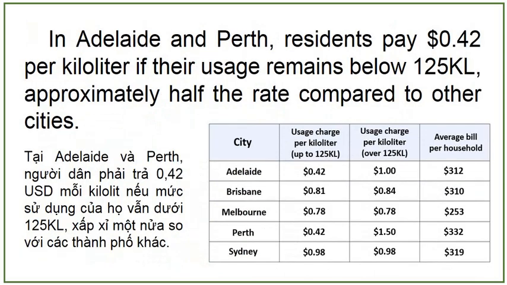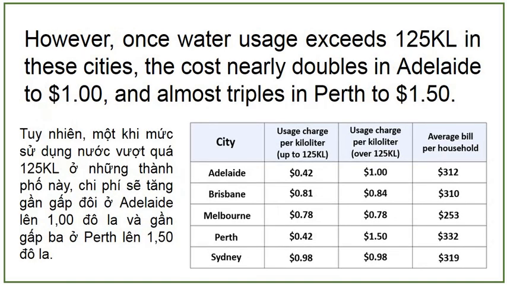In Adelaide and Perth, residents pay 42 cents per kilolitre if their usage remains below 125 kilolitres, approximately half the rate compared to other cities. However, once water usage exceeds 125 kilolitres in most cities, the cost nearly doubles in Adelaide to $1 and almost triples in Perth to $1.50.